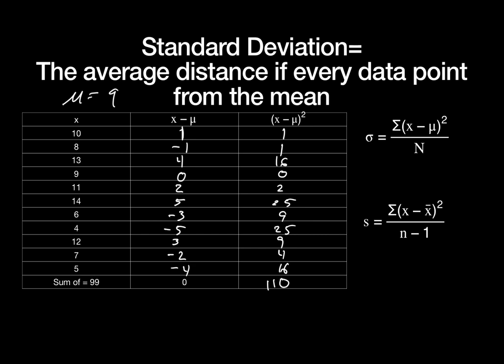What we just did, this number right here, is capital sigma of (x minus mu) squared. So this means if I take every x value, subtract the mean from it, and square it, which is this column, capital sigma means then add them all up, the sum of all of those values. That's this. And if I have a population, I'm finding lowercase sigma. Lowercase sigma is the standard deviation of a population, which this is. So I would have 110 over capital N. How many data points were there? There are 11 data points.